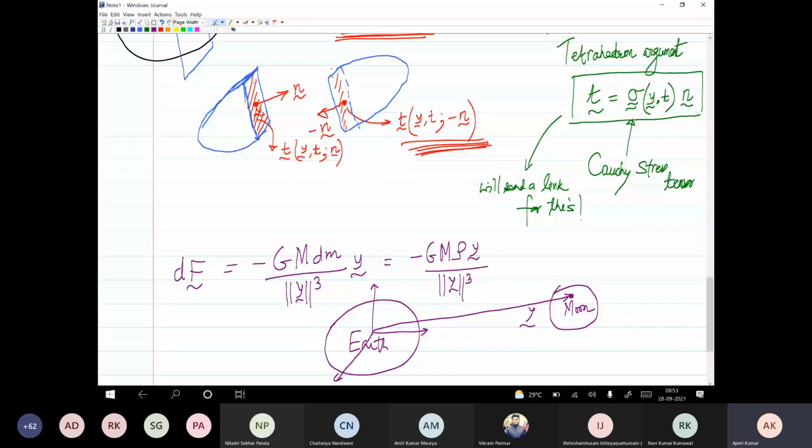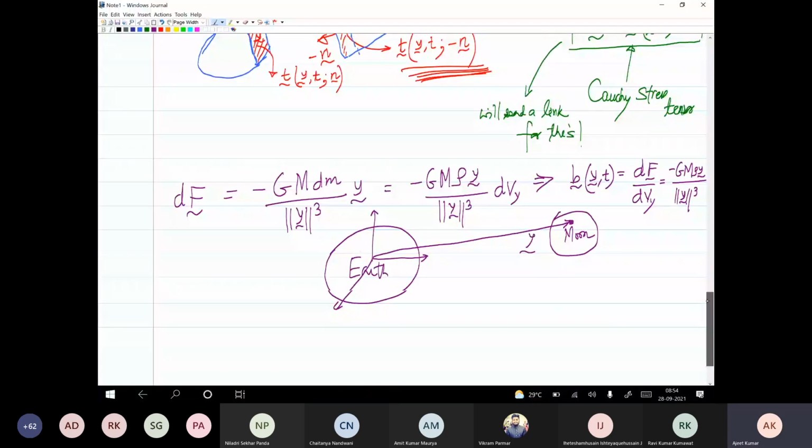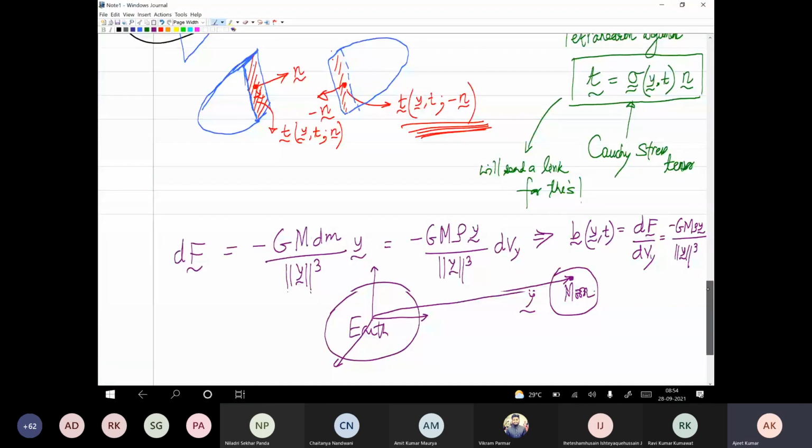And therefore dF by dV, the body force that is induced by this gravitational load, b, is simply dF by dV, which is minus GM rho by mod of y cube, and you have a y also in the numerator. So that's the body force induced by the gravitational load. This is one kind of body force. You can have, of course, many other kinds, and all of them you can simply write as b, a function of y and time t.